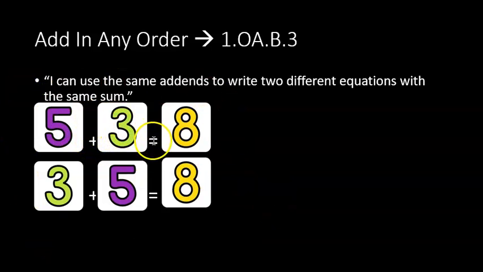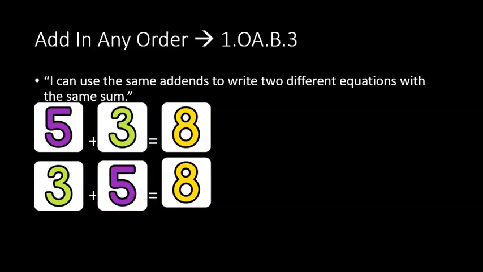5 plus 3 equals 8. 3 plus 5 equals 8. Okay? And that's what we call add in any order. Okay? We're learning that now. As long as these two numbers are the same, it doesn't matter how you arrange these. You're going to get the same answers, but these numbers have got to be the same.